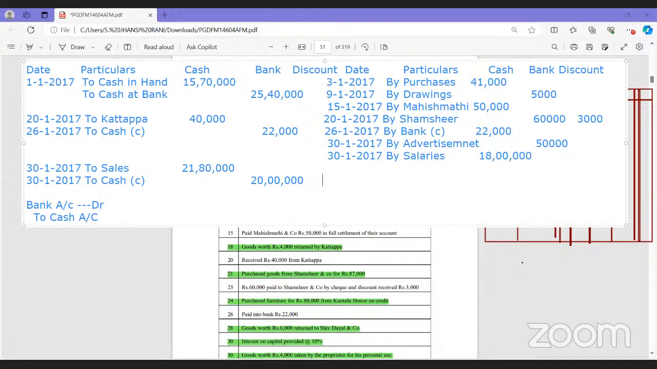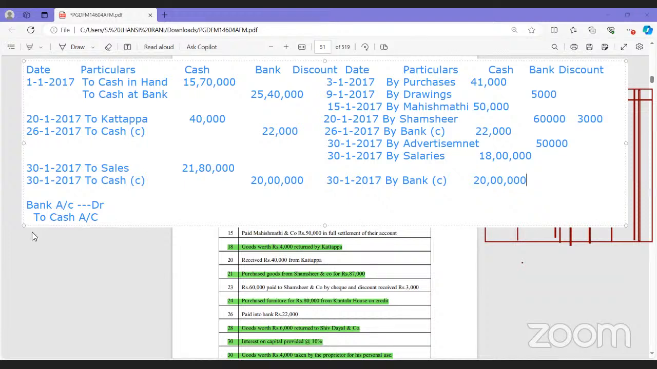Now I will take the cash effect on the credit side. So 30th January 2017, I'll write "By bank". Why? Because I'm taking the opposite of that one. So in which column will I write? I will write in the cash column, and the amount is 20 lakhs. This is how we write the contra entry.